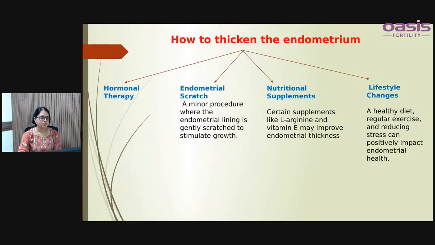So the treatment to improve the thickness of the endometrium, one is by hormonal therapy. That is, any deficiency in the estrogen levels in the body can be supplemented with estrogen supplementation, either by tablets or injectables or patches or in the form of gel. Then endometrial scratch, it is a minor procedure where the endometrial lining is gently scratched to stimulate the growth factors.